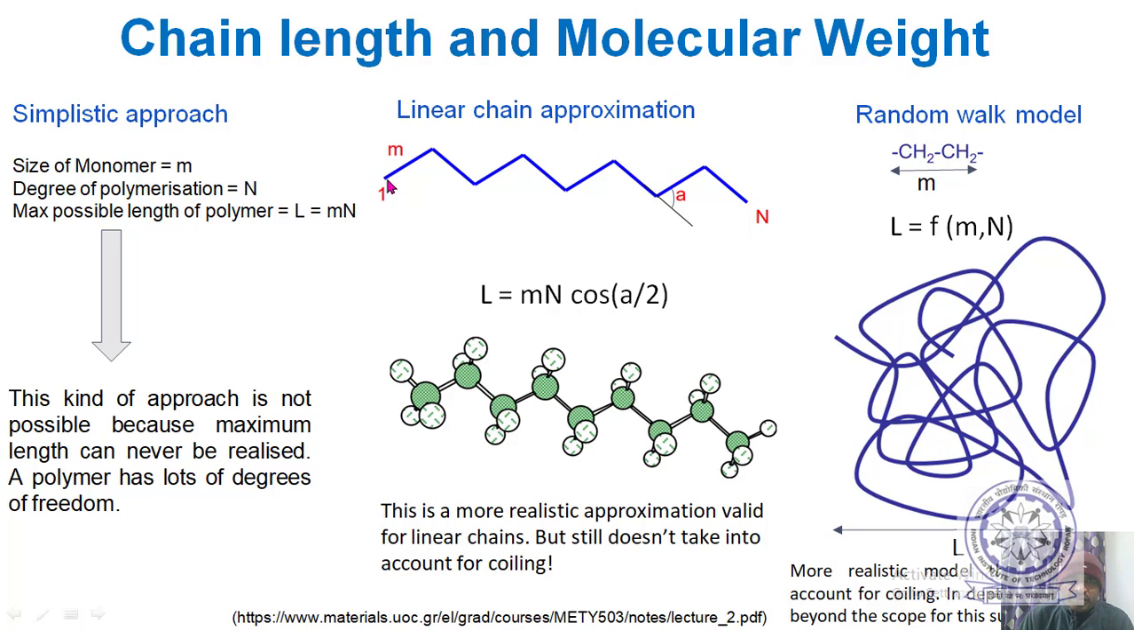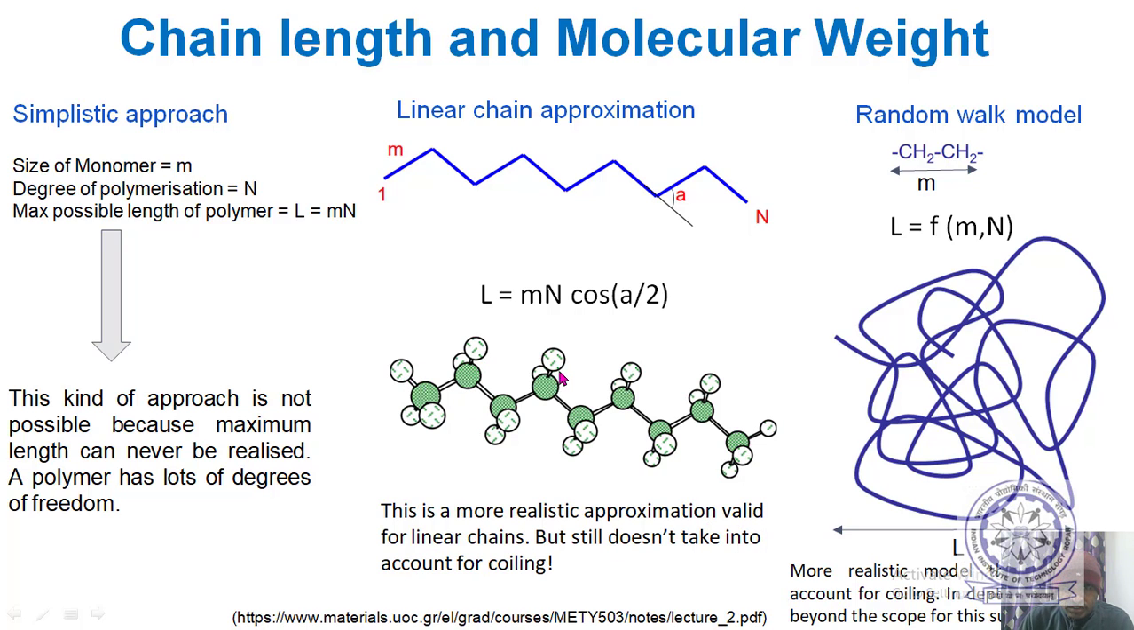So what is the total length? If this angle is a, then a by 2, multiplied by cos a by 2, is the length in the polymer direction, the chain direction. So total length can be estimated as L equals m into n into cos a by 2. This is a more realistic approximation, valid only for linear chains.